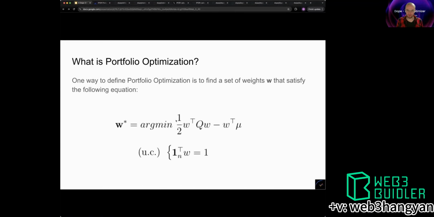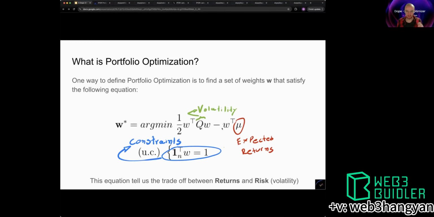So okay, let's go through a quick portfolio optimization 101, maybe 2 minutes. One way to think about portfolio optimization is finding a set of weights that is going to maximize your returns discounted by risk. And that's what this equation here is basically saying, right?